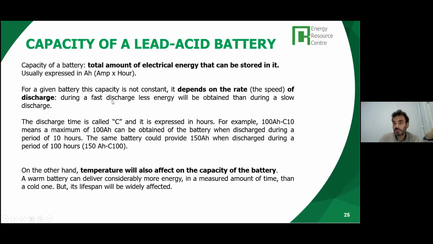If we have a fast discharge, less energy can be obtained. And if we have slow discharge, more energy can be obtained. And the critical factor here is the current at which we discharge the battery. All right, we all have domestic examples of that.